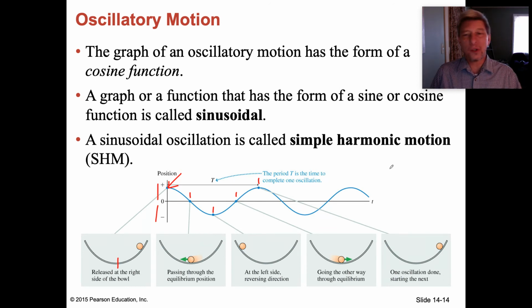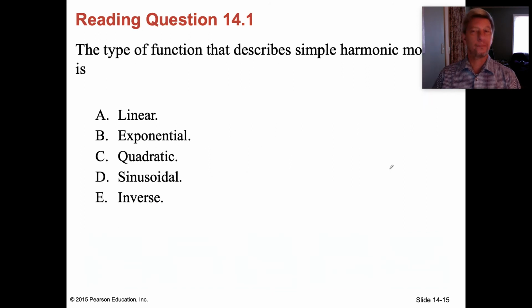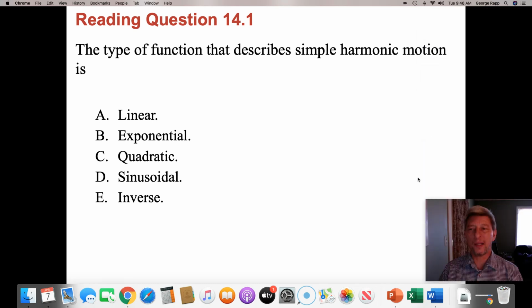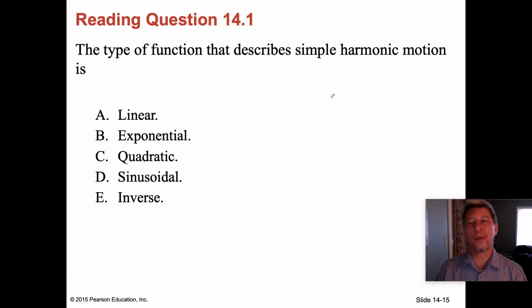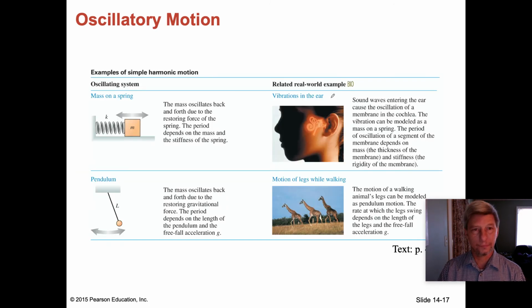Any graph or function that has the form of a sine or a cosine function is called sinusoidal. All right, you should know that from math. And a sinusoidal oscillation is called simple harmonic motion. So the type of function that describes simple harmonic motion, of course, is choice D, sinusoidal.